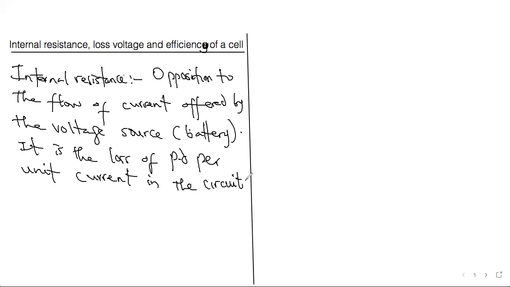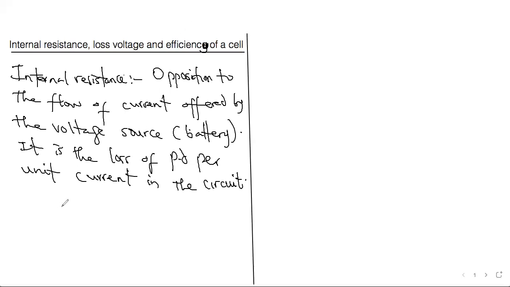So the internal resistance will cause a loss in the potential difference. Which means the E.M.F of the cell will be higher than the terminal PD, which means when you connect a voltmeter, what the voltmeter will read will be different from the E.M.F of the cell.